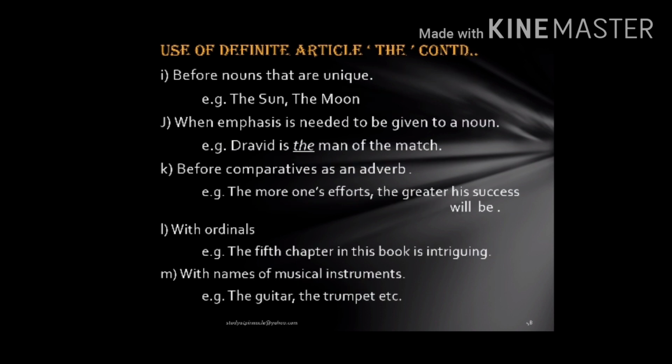Also, we use the article "the" when we are referring to something that is very unique. For example, the sun, the moon. When we emphasize the noun, for example, whenever there's a match, when we declare the man of the match, we call it as Dravid is the man of the match. So we emphasize the noun. Also use "the" before comparatives as an adverb. A very good example: the more one's efforts, the greater his success will be.